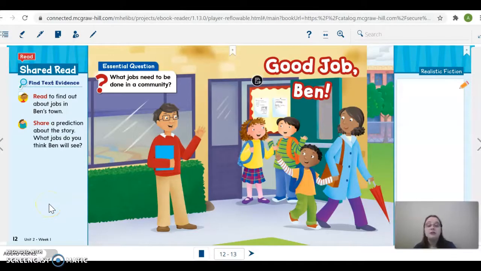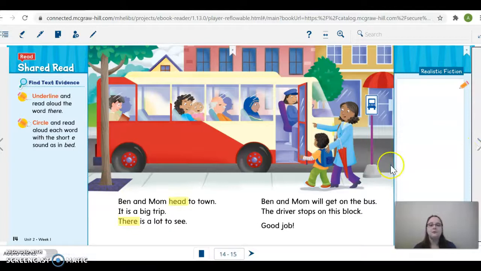Okay, friends, so here is our story, Good Job Ben. Okay, so we still have some short E words and some sight words highlighted from when we read this morning. So by looking at this picture, it seems as if our job will be a bus driver, but let's read to find out.